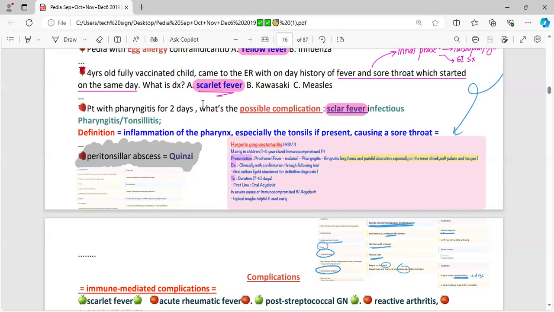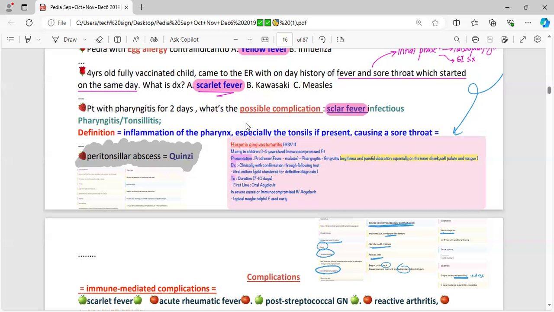Patient with pharyngitis for 2 days. What is the possible complication? Possible complication with pharyngitis, tonsillitis, and scarlet fever. Even tonsillitis and pharyngitis, these two are already risk factors for scarlet fever.